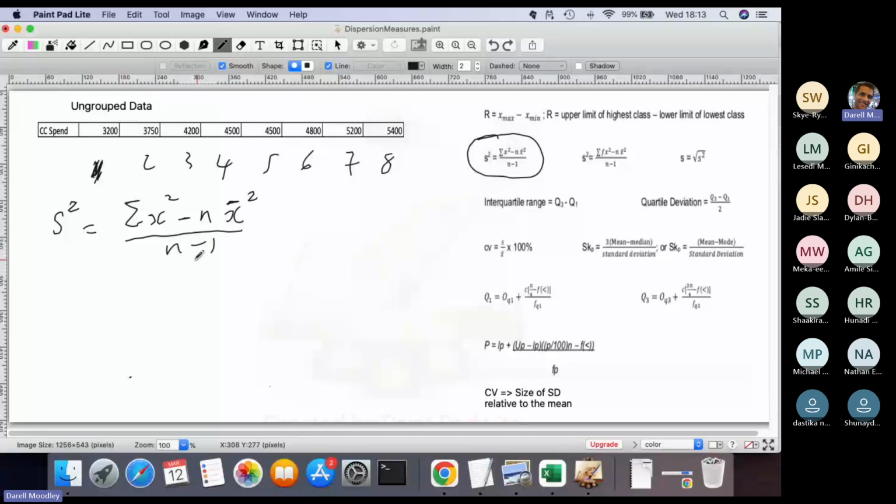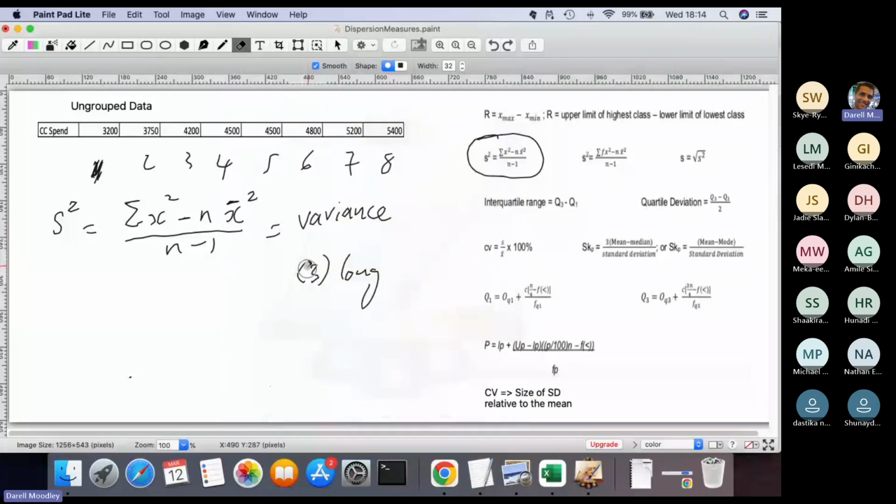Now we're going to calculate this S squared, which is known as the variance, in two ways: the long method and the short method. You need to know both, because if the mark scheme is 3 marks or more, do the long method. If it's less than 3 marks, use the short method. So let's do the long method first. To do this, we need our calculator.